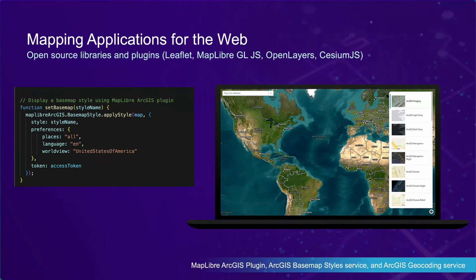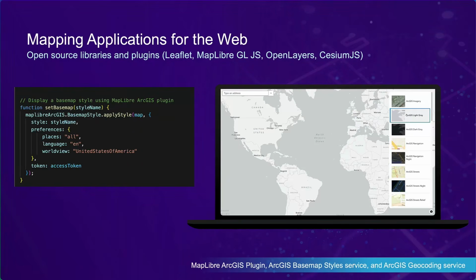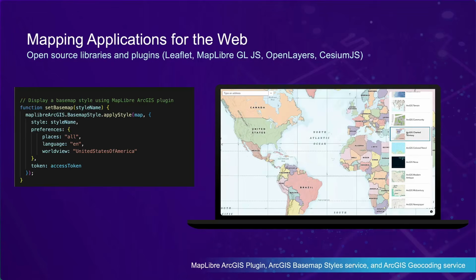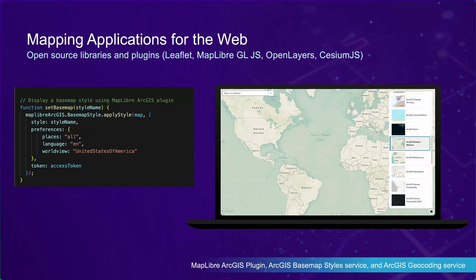Location Platform also supports building web mapping applications with open source libraries. You can develop with Leaflet, MapLibre, OpenLayers, or Cesium.js. You can also use officially supported ArcGIS open source libraries and plugins that make it easier to work with location services. This is a simple mapping application built with the MapLibre ArcGIS plugin and the ArcGIS REST.js open source library. Both are maintained by Esri and the community.